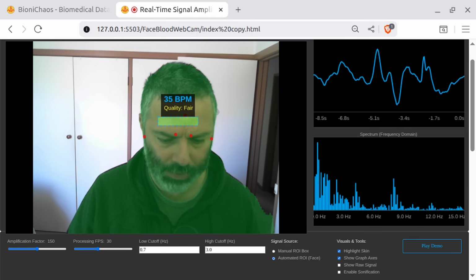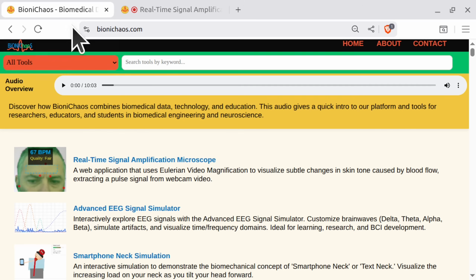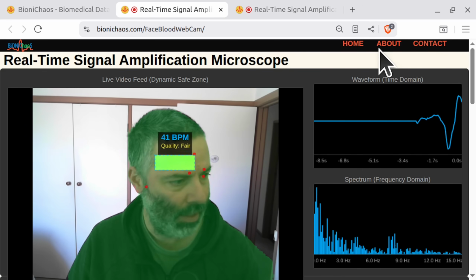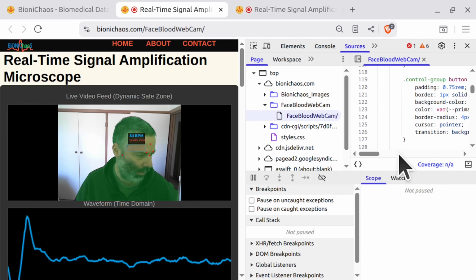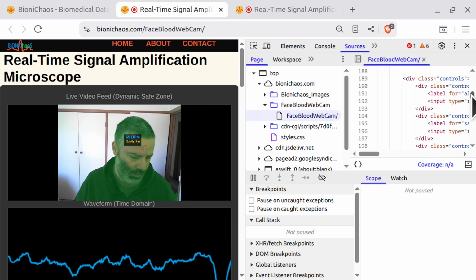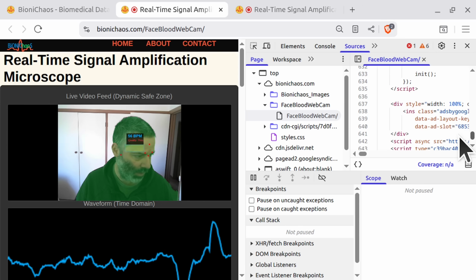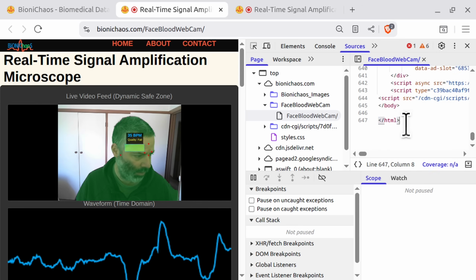Yes, it is open source. Everything we do is open source. All the code is available on BioniChaos.com. I can't even pronounce the name of my own website. But yeah, when you go to the tool, hit F12, sources, this will be the whole code, because this implementation is JavaScript.